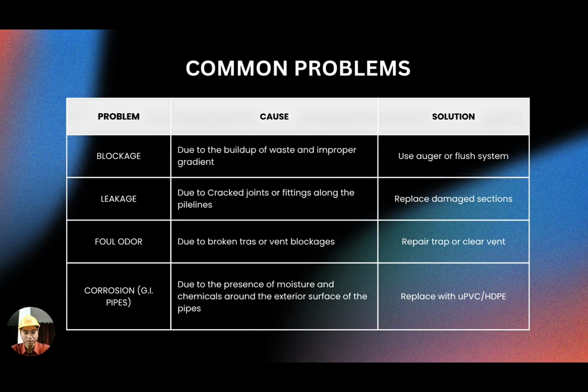Next, we have foul odour. Foul odour is due to broken traps or vent blockage, and the solution is to repair the trap or clear the vent. And finally, we have corrosion, which specifically relates to galvanized iron pipes. This is due to the presence of moisture and chemicals around the exterior surfaces of the pipes. The solution is to replace the GI pipes with UPVC or HDPE pipes.